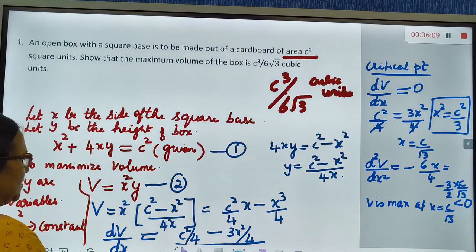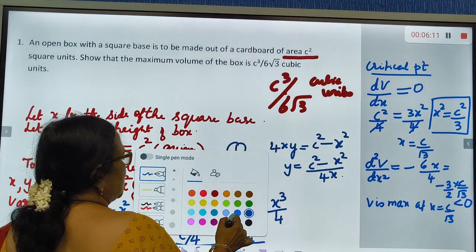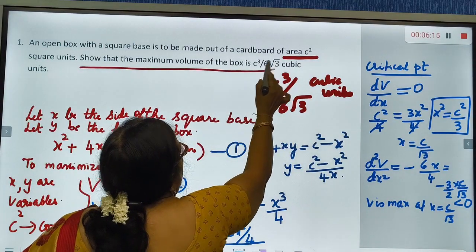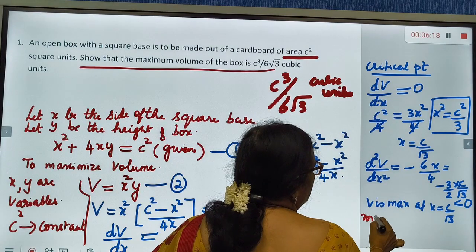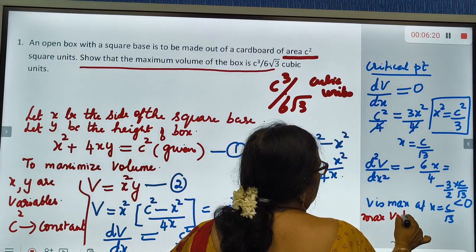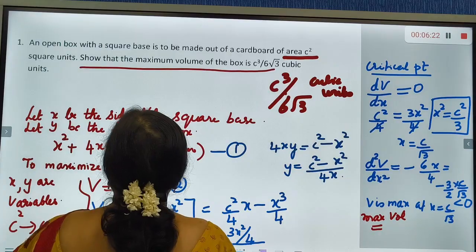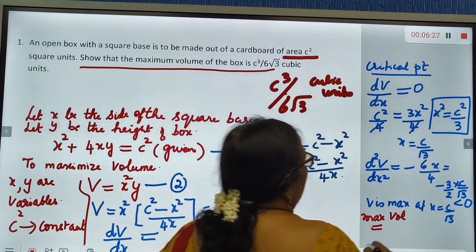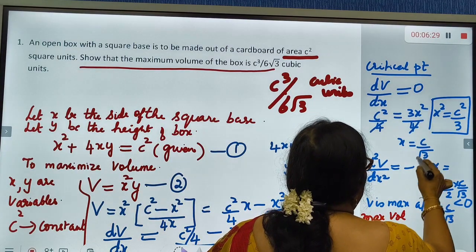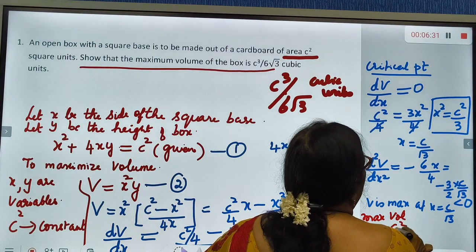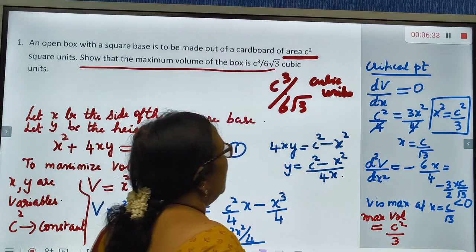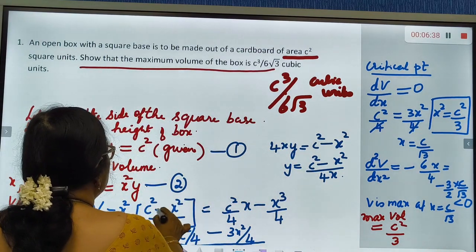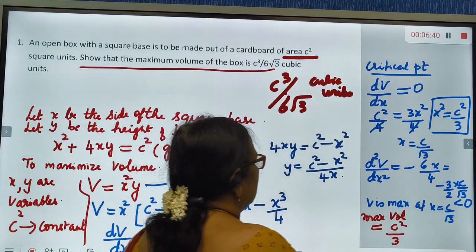Now what is the maximum volume? Because the question is, we need also to show that the maximum volume is this. So what is the formula? Volume is x square into y, right? So what is x square? c square by 3. So what will be y? Y, you know, is what? From your c square minus x square by 4x.